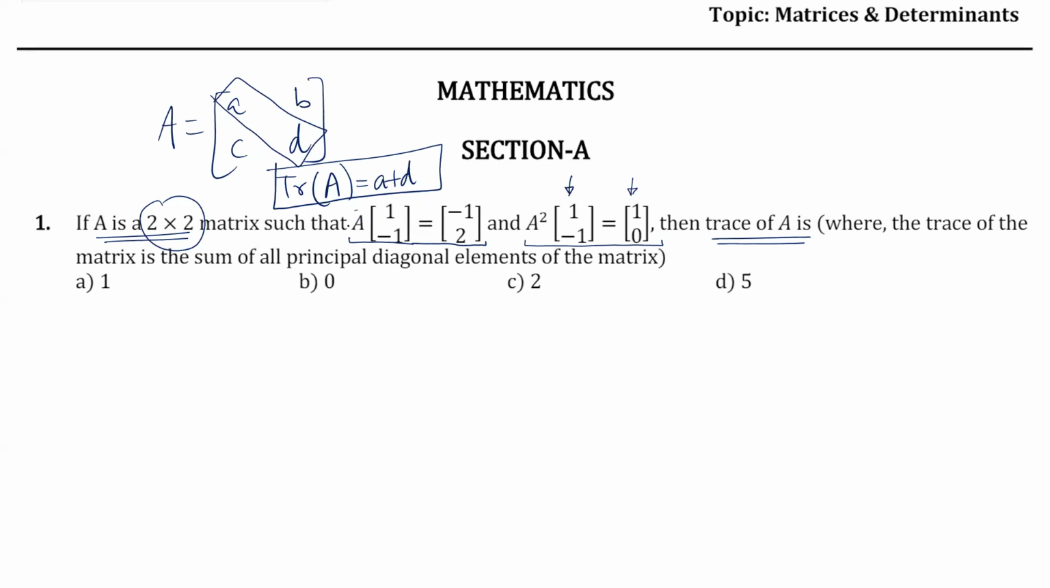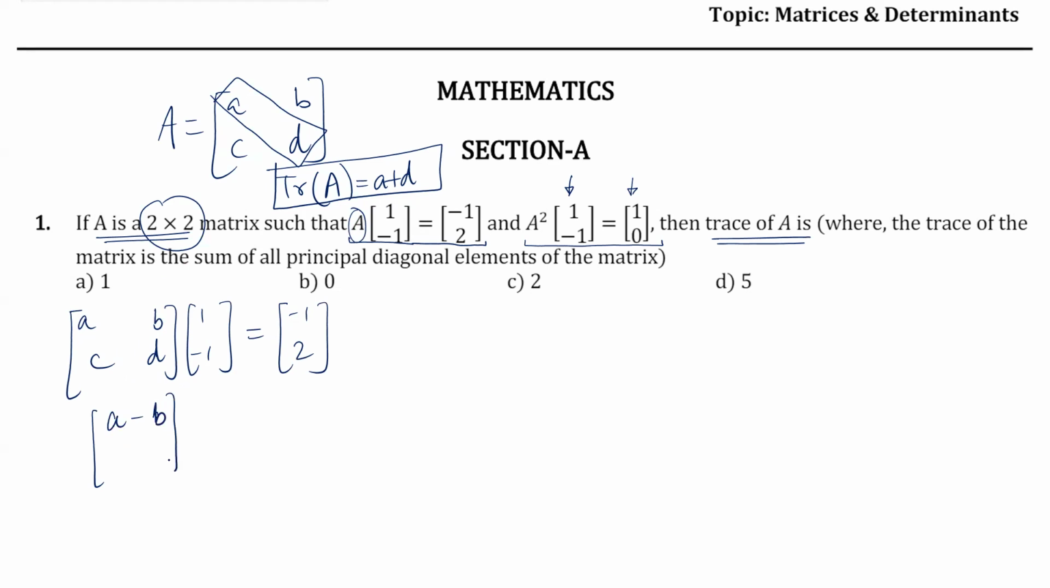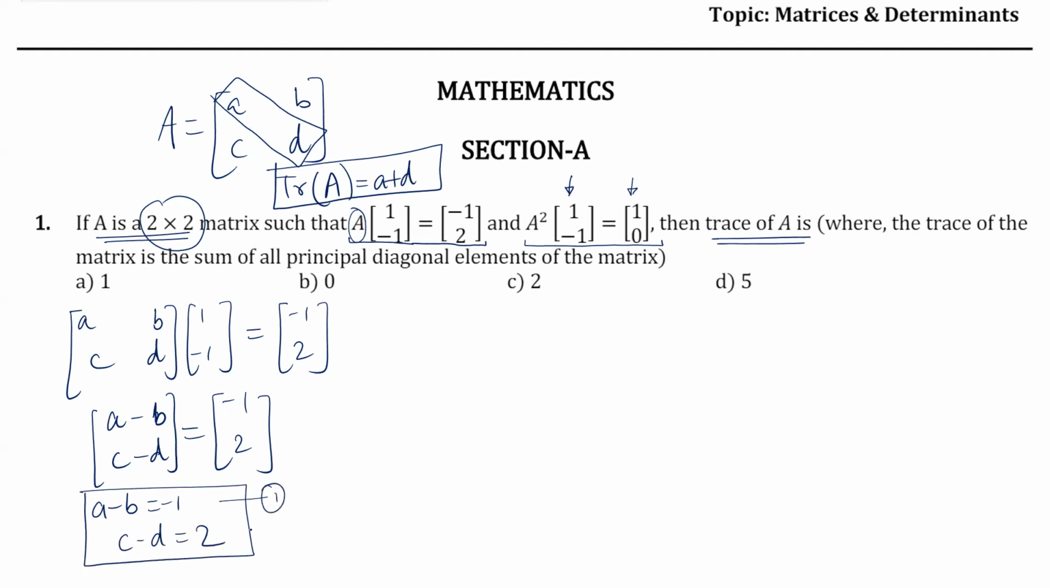For that we need to find the A matrix. So this A matrix you can multiply with 1, minus 1 and you should be able to get minus 1, 2. If you multiply on the left hand side, you will get a into 1, b into minus 1, that is a minus b, and c minus d equals minus 1 and 2. So you will get two equations, a minus b equals minus 1 and c minus d equals 2. So these two equations and four variables, but we have another matrix equation, this one.